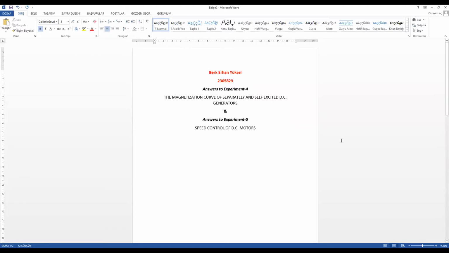Today I'm going to answer the questions of experiment 4, which is the magnetization curve of separately and self-excited DC generators, and the answers of experiment 5, which is speed control of DC motors.